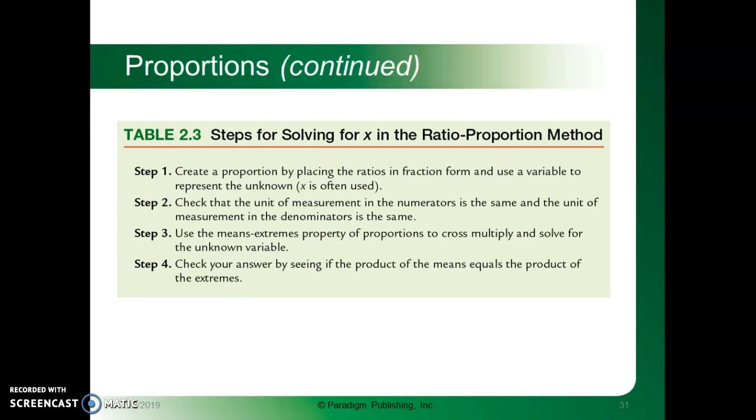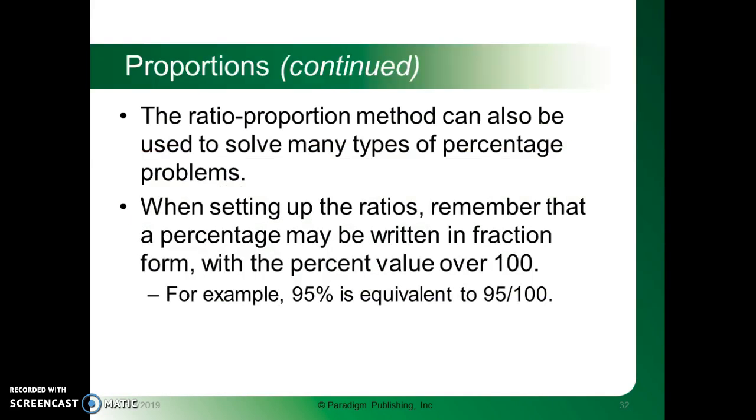Table 2.3 shows the steps to solve for x in the ratio and proportion method. Create a proportion by placing the ratios in fraction form and use a variable, for example x, to represent the unknown value. Check that the unit of measure in the numerator is the same as the unit of measure in the denominator. Use the means and extremes property of proportions to cross multiply and solve for the unknown value. Check your answer by seeing if the product of the means equals the product of the extremes. So you want to check your work. It should equal the same value.